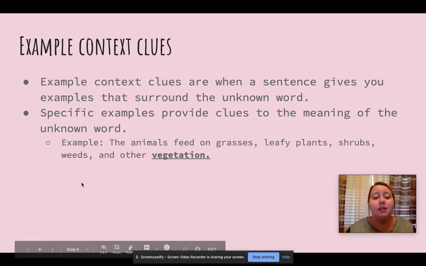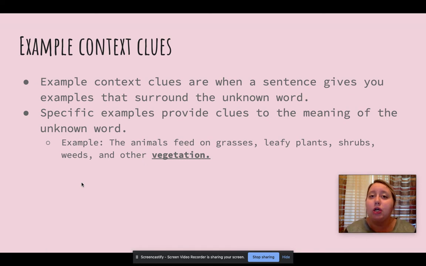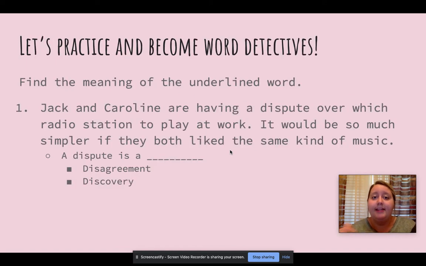These are typically when you see an example context clue, you're going to see a list of things maybe. You're going to see multiple things. So we know that this underlined word, based on our clues, would mean the same as grasses, leafy plants, shrubs, and weeds. Now, let's practice and become word detectives.